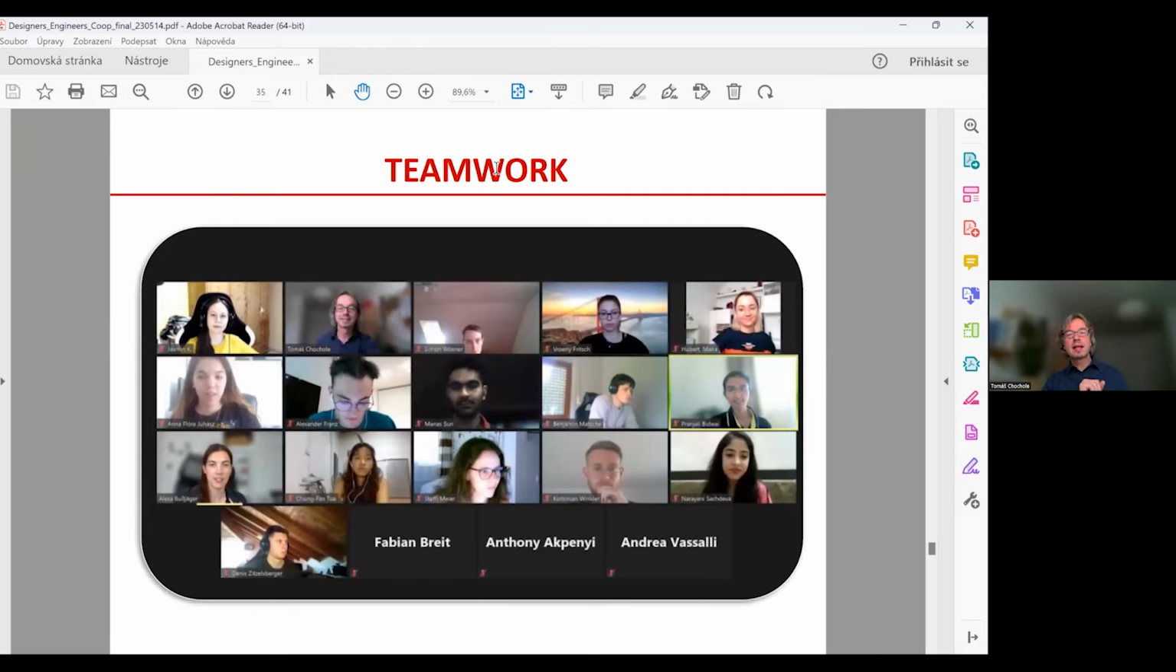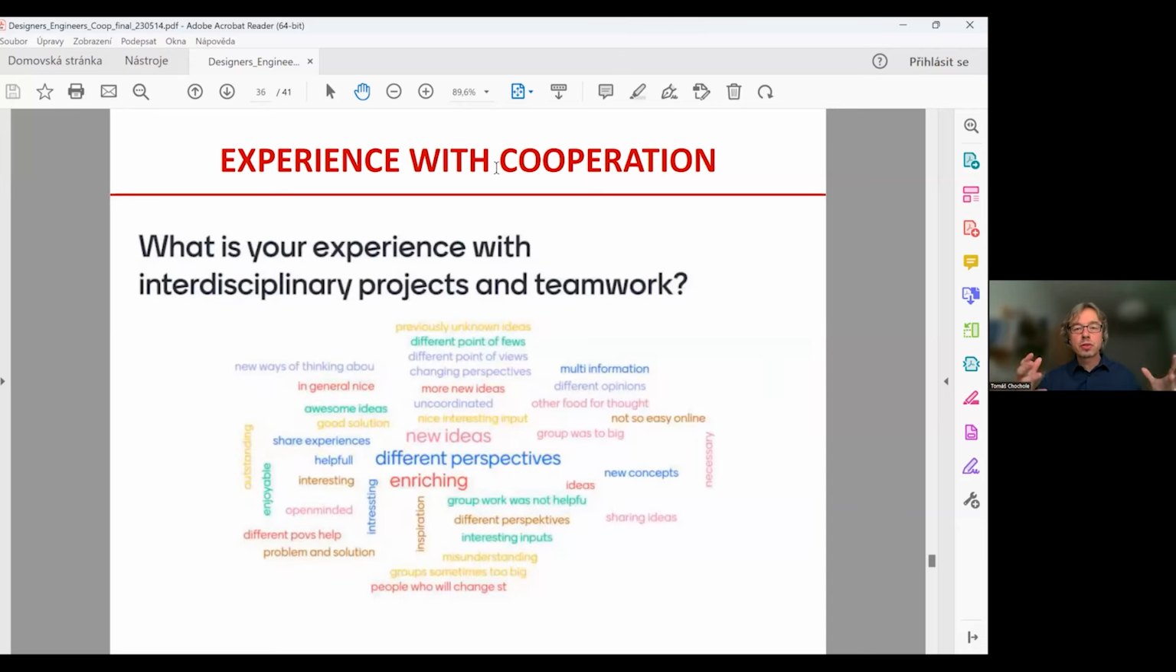The teamwork can be online or offline. It depends on the situation, and also on the financing system. So there are no barriers; distance is not a barrier. We are also collecting information about the experience, how the students feel when they are working together. So this is, for example, a mix of experience of engineers. This is a mix of experience of designers, students from the Faculty of Healthcare Studies, and so on.